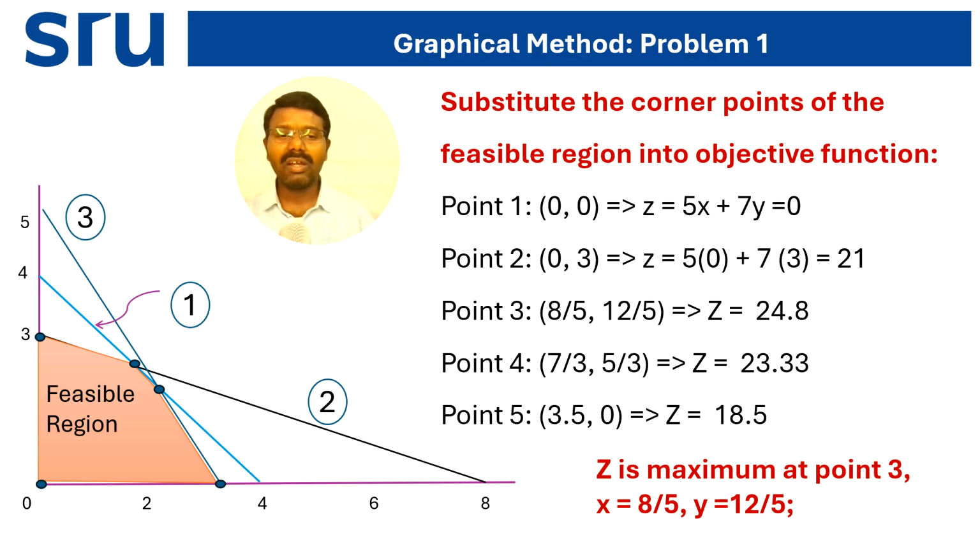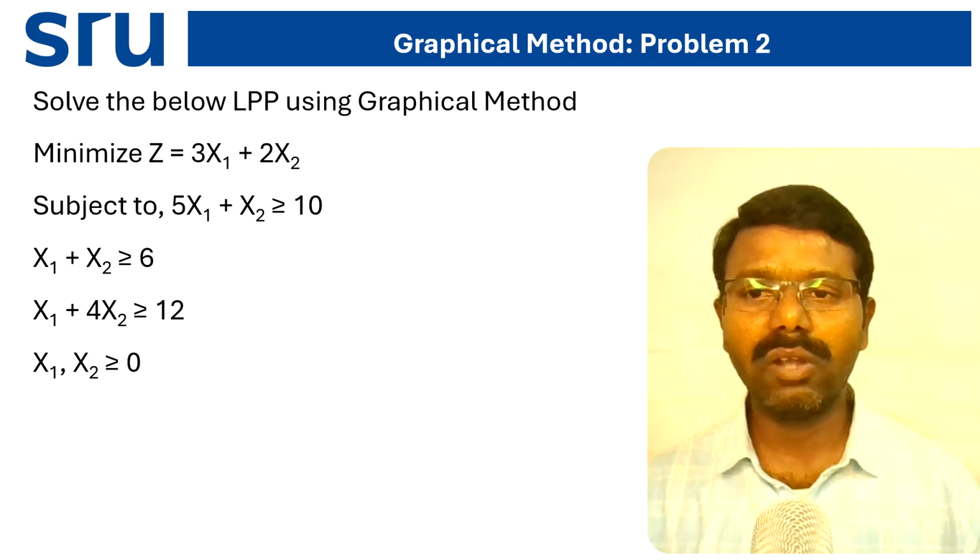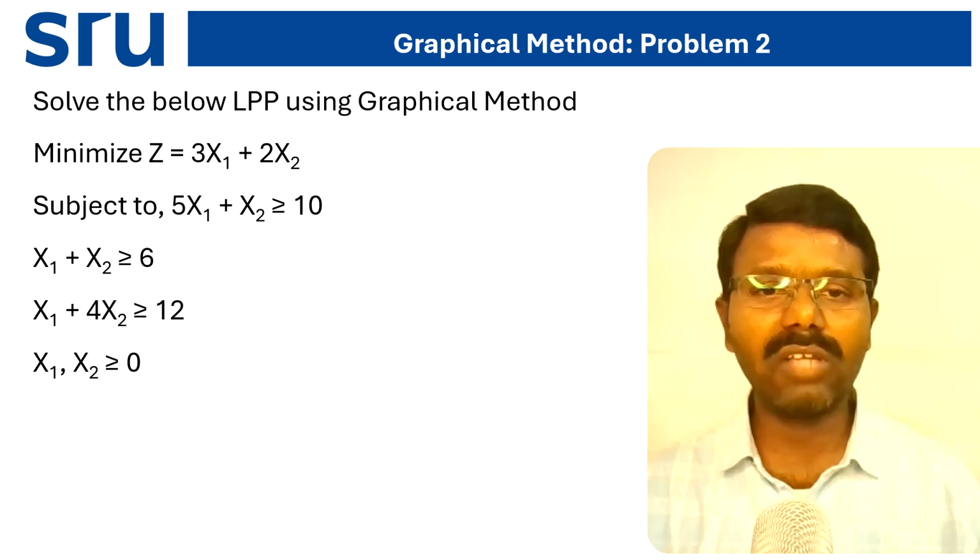So let us try to solve one more problem, a similar problem, so then we will understand. So this first one is the maximization problem, where if they give a problem, we need to maximize the profit. Z we need to maximize. So let us take one more problem. So this is another problem.